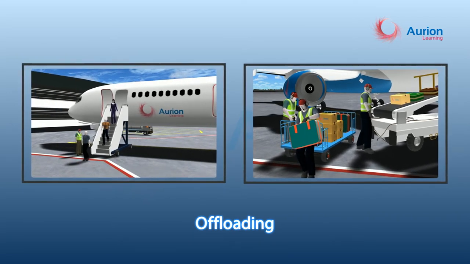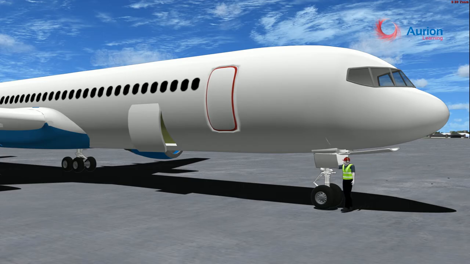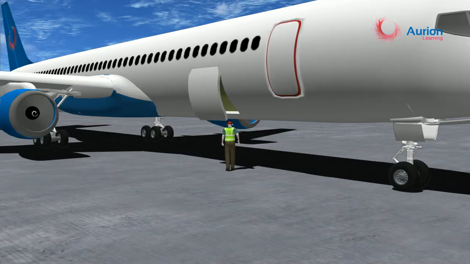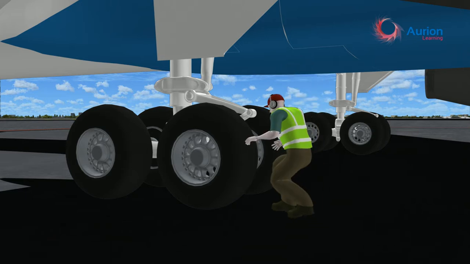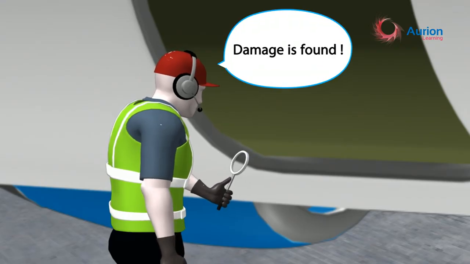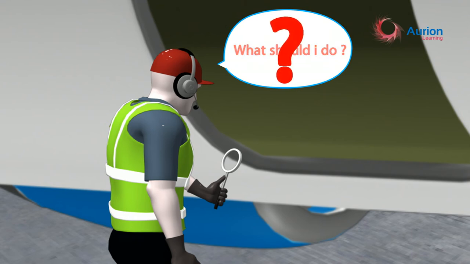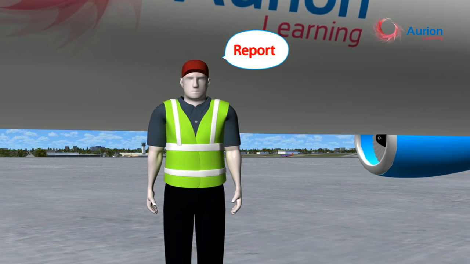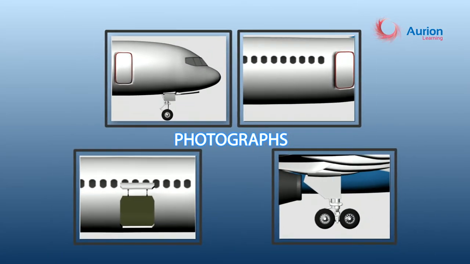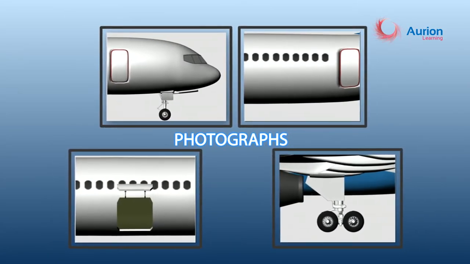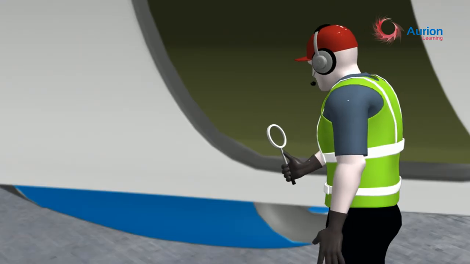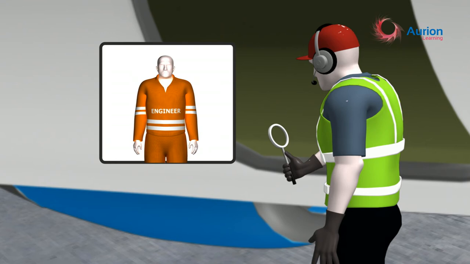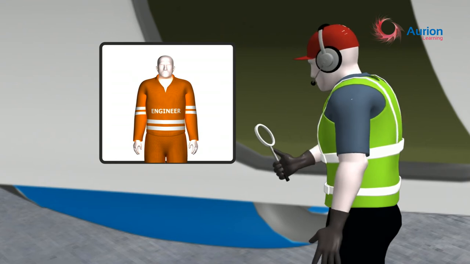Offloading is the next action. The first thing staff must do is to check an aircraft for any damage, check all passenger and cargo doors and the surrounding areas for any damage. If damage is found, you should have procedures in place for reporting it. Check whom to report to. An initial investigation is to be carried out. Photographs will need to be taken and enquiries made. The damage has to be examined by engineers. You must know the procedures for reporting any damage to the aircraft and the initial steps that should be taken.